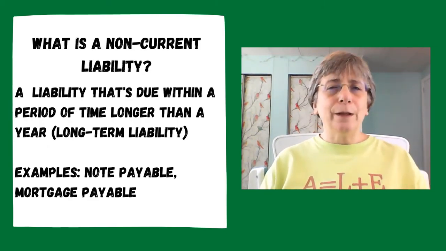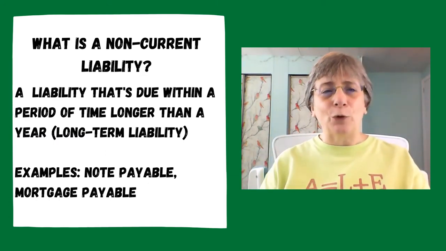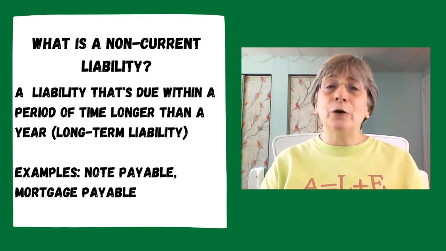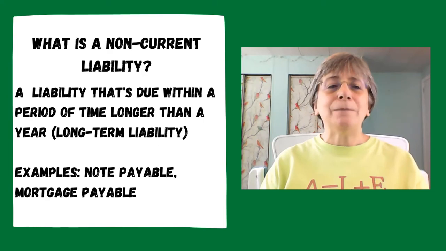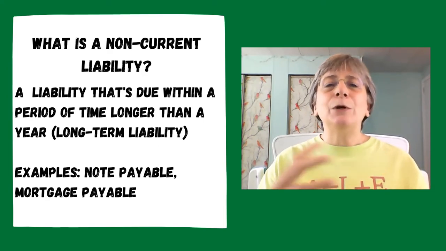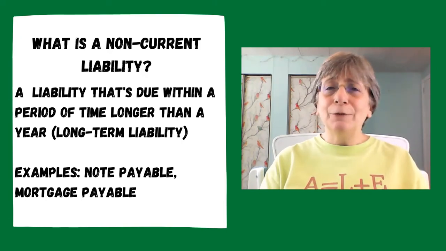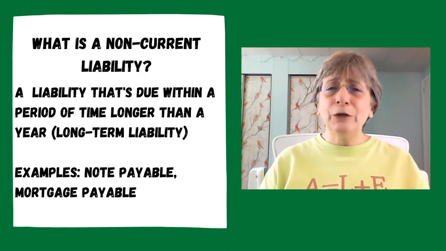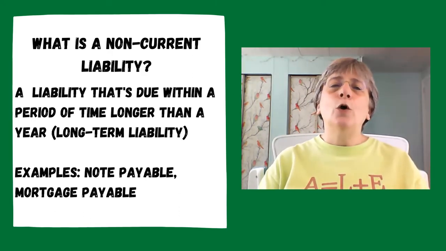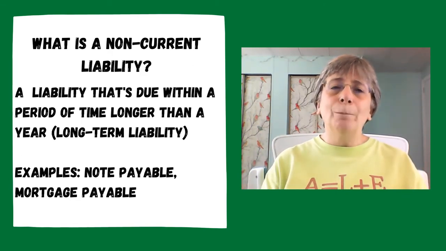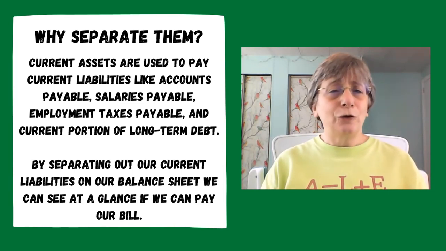So if there are current liabilities, that must mean that there are also non-current liabilities. And of course there are. So a non-current liability, we usually would call a long-term liability. It's a liability that is due within a period of time that is longer than a year or an operating cycle. So a couple of examples of long-term liabilities would be a note payable. For example, if you buy a vehicle and you're going to pay for it over a period of 5 years, or mortgage payable.